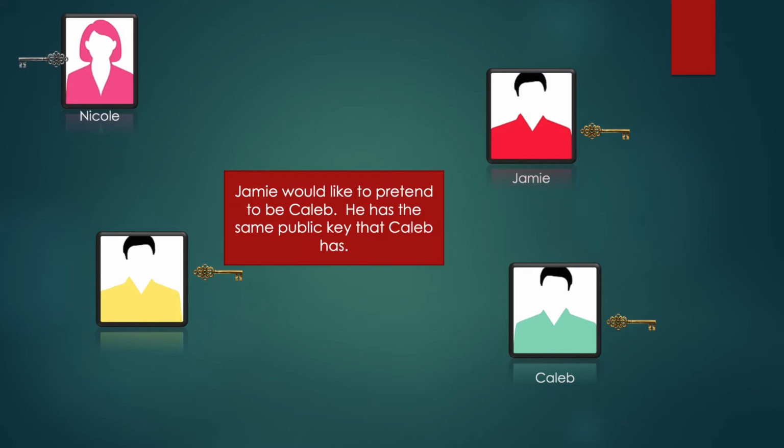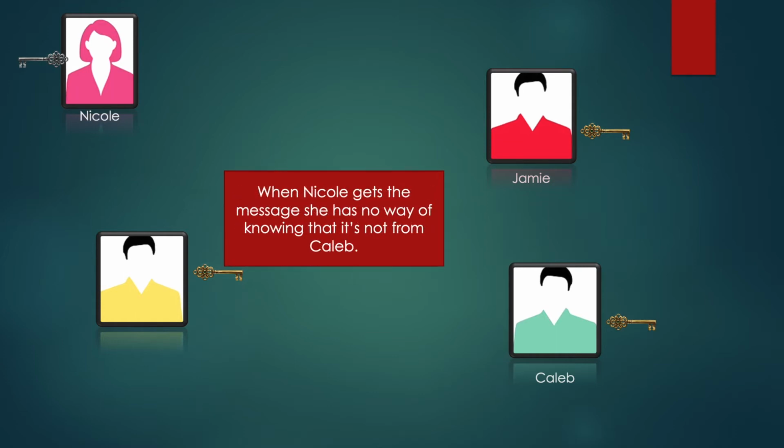Now, Jamie comes in and Jamie decides that he would like to pretend to be Caleb. He has the same public key that Caleb has because it's the same public key that everybody has. It's Nicole's public key. When Nicole gets the message from Jamie, she's no way of knowing that it's not actually from Caleb because it was encrypted using the same public key.